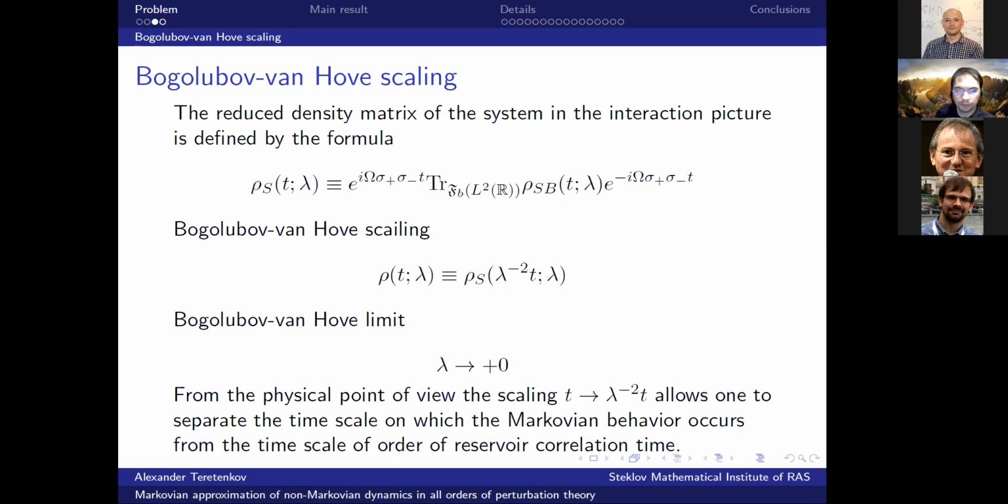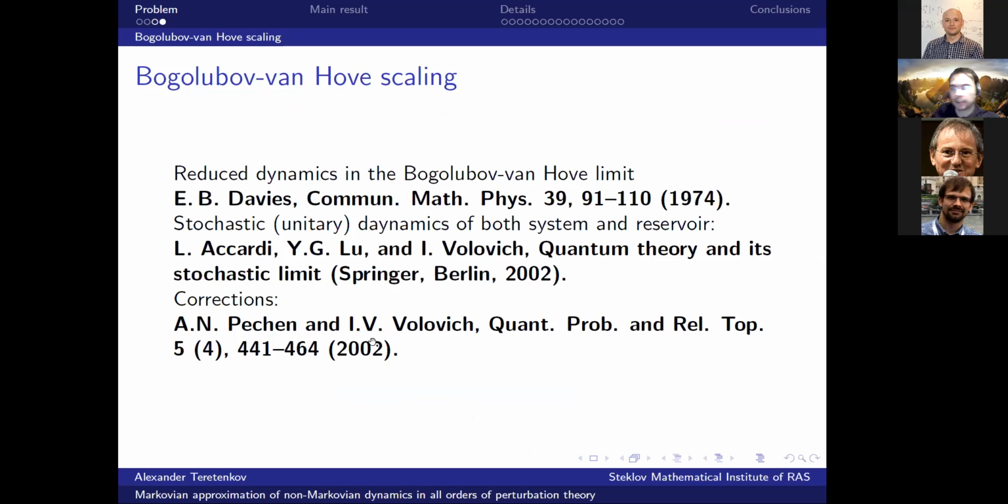And from the physical point of view, this scaling allows one to separate the time scale on which the Markovian dynamics occurs from the time scale of the order of the reservoir correlation time. From the mathematical point of view, I think it's the most rigorous approach to the mathematical justification of the equations in the weak coupling limit, and for the reduced dynamics.